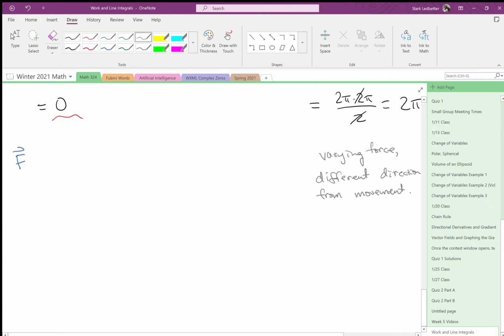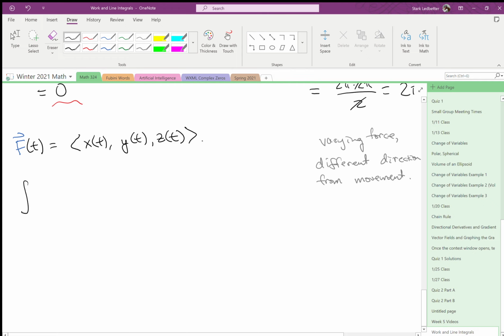Okay, so now you're going to have a vector force, and it's going to depend on time, and then you're going to have some x of t, y of t, and z of t here. So now we want the integral over our curve of the vector force dotted with the change in direction.